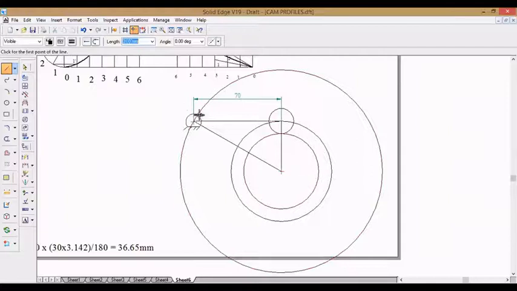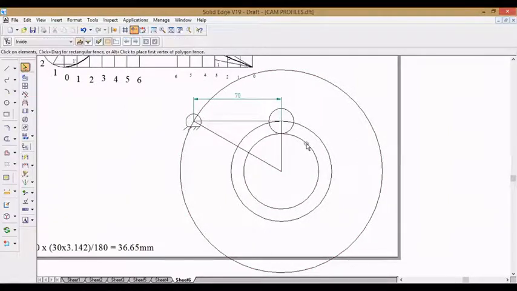Join a line from the pivot circle center point to the center of the cam. See, I have joined this line.